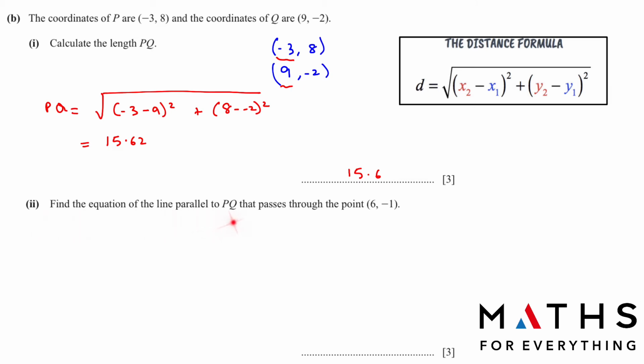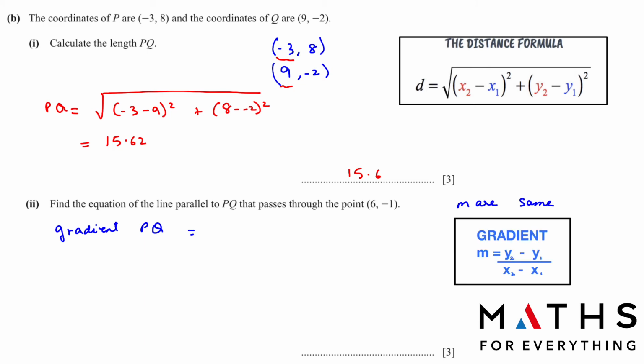Part B, find the equation of the line parallel to PQ that passes through the point 6 and negative 1. When two lines are parallel, the most important thing that you need to know is that the gradients are going to be the same. So first find the gradient of PQ, and for that we'll use the formula m is equal to y2 minus y1 over x2 minus x1.